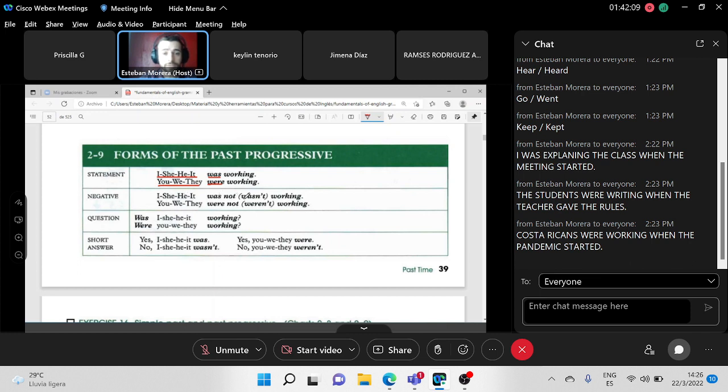Negative sentences, okay, we use wasn't for I, for he, for she, and for it, and we use weren't for you, for they, and for we. For example, I wasn't working, she wasn't working, he wasn't working, it wasn't working. You weren't working, we weren't working, they weren't working.